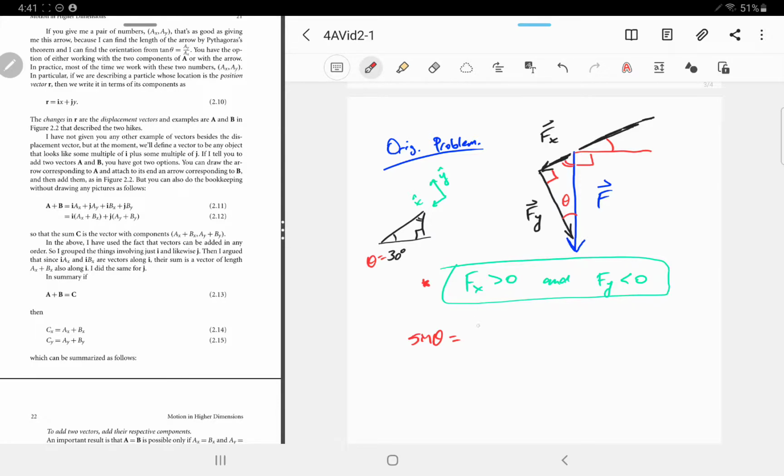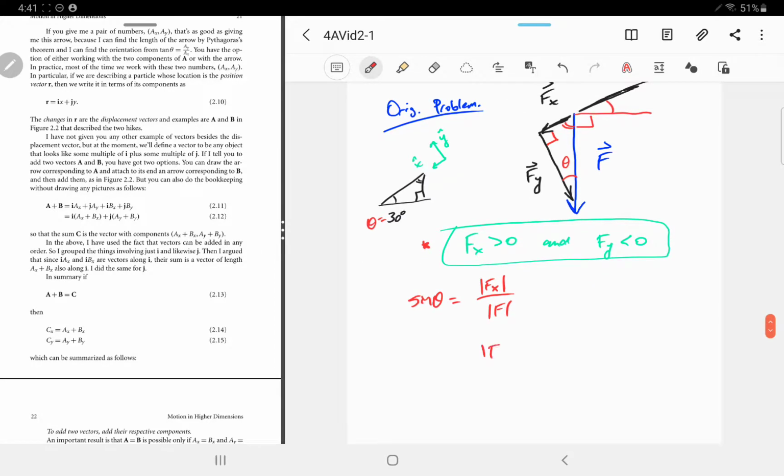So sine theta is the magnitude of Fx over the magnitude of F. And right now, don't be scared of these absolute value signs. What they mean is I don't care about whether Fx is actually positive or negative. I just care about the length of this thing right now. So opposite over hypotenuse. This will help us solve for the magnitude of Fx. So the magnitude of Fx is F, which is 5 newtons. Remember the units are coming along for the ride here. 5 newtons times sine of 30 degrees, which is 1/2. So this will be 5/2 newtons.